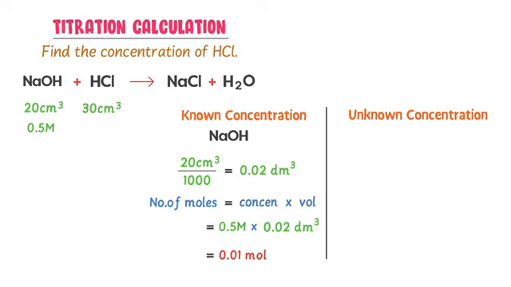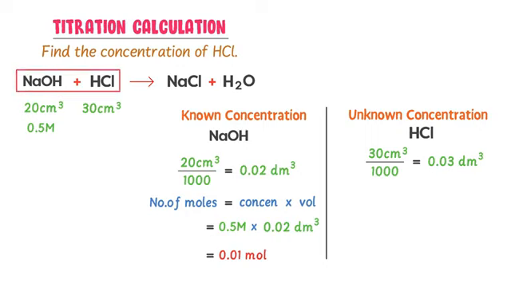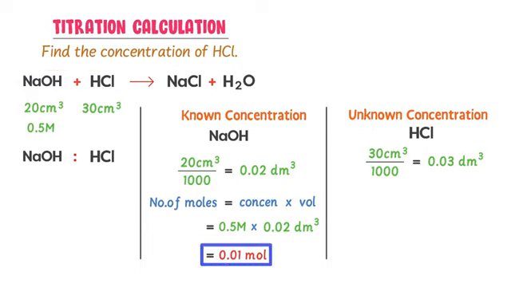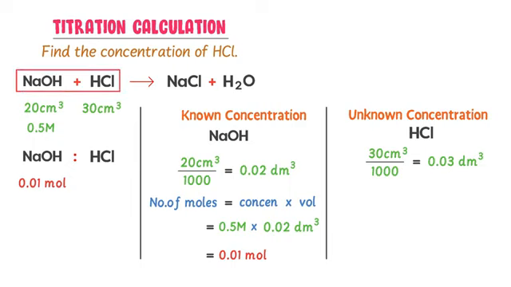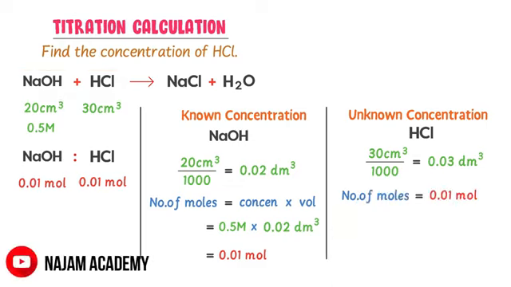On the other hand, I also convert the volume of HCl into dm3. 30 cm3 divided by 1000. I get 0.03 dm3. Now listen carefully. 1 mole of sodium hydroxide reacts with 1 mole of HCl. So the ratio of number of moles between them is 1 to 1. We know that 0.01 mole of sodium hydroxide has reacted. I write here 0.01 mole. The ratio is 1 to 1. I also write here 0.01. So the number of moles of HCl reacted with sodium hydroxide is 0.01 mole.